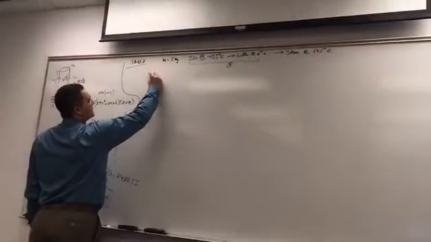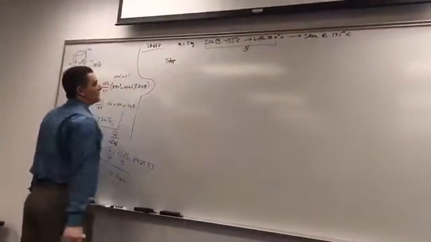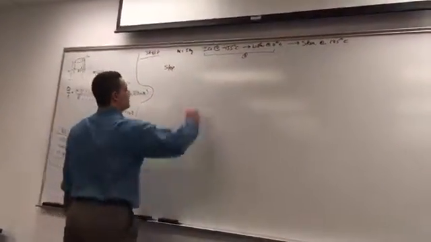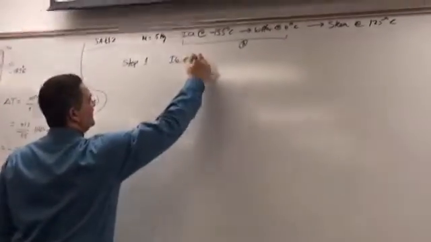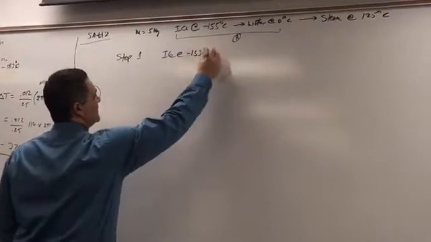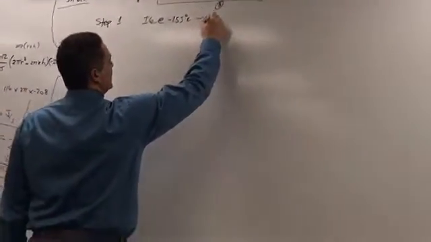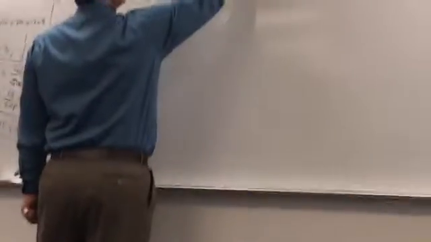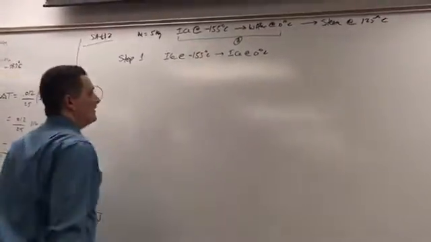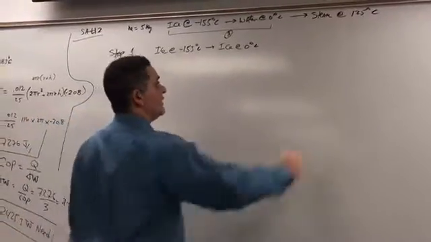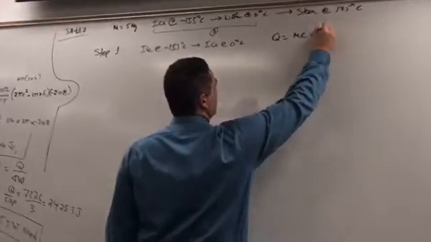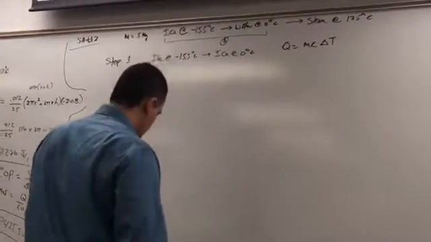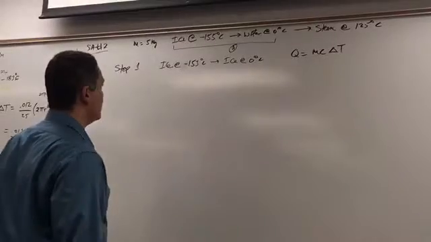So step one in this case, to melt the ice, is to warm it up. We're going to warm the ice, right? So we have ice at minus 155 degrees Celsius, and we want to warm it to ice at 0 degrees Celsius. Whenever we're warming a material that's in the same phase, we use the regular equation, Q equals mc delta T, and basically it's related to the specific heat capacity of that material.